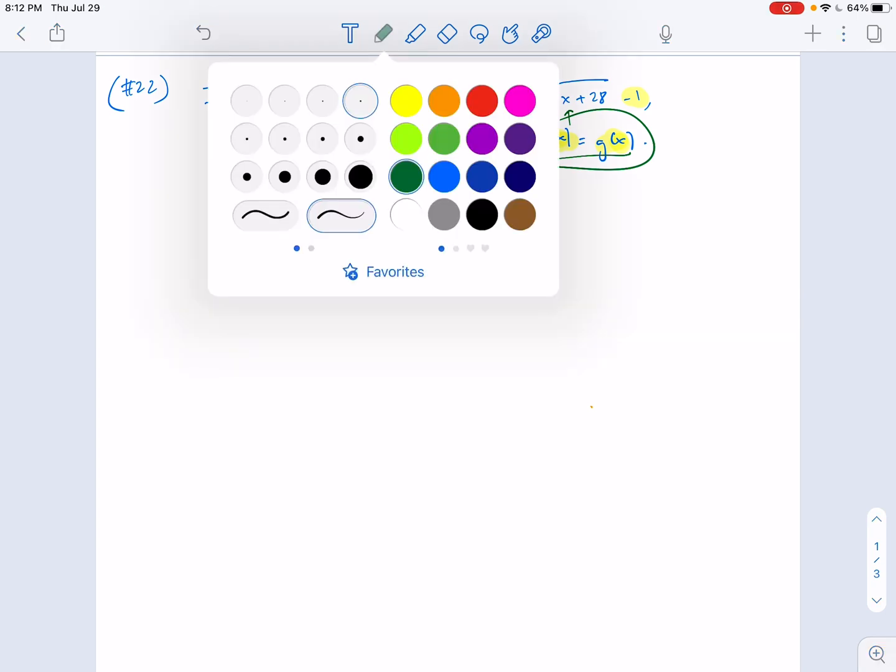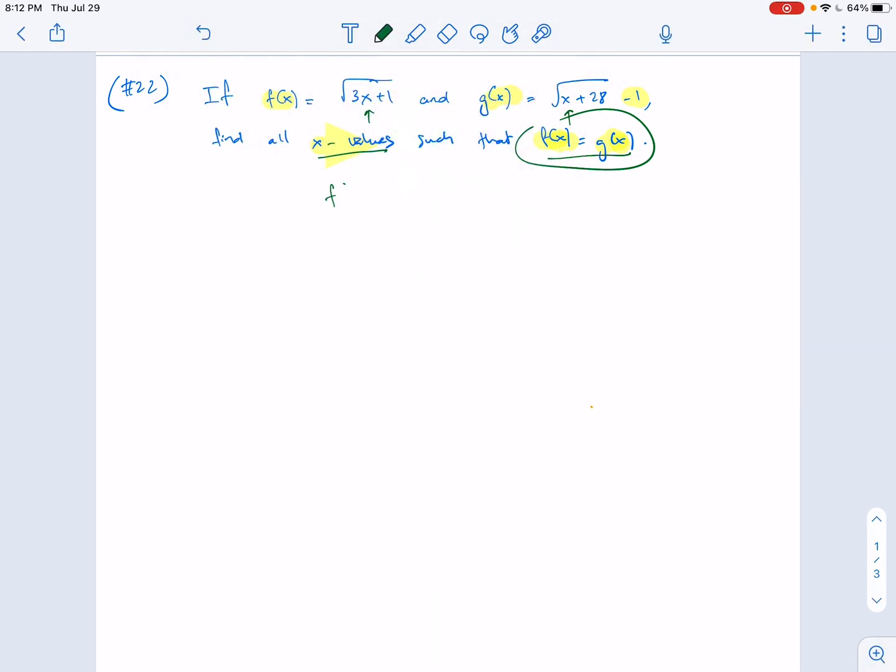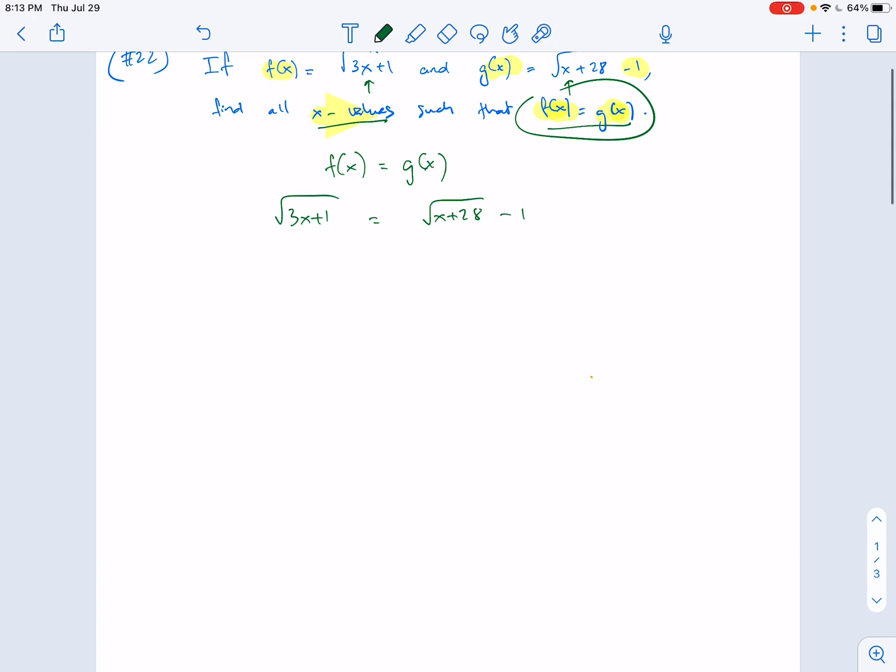So to solve the problem, let's start with what f of x is and what g of x is, and then set them equal to each other. So f of x is 3x plus 1, g of x is square root of x plus 28, minus 1. So this is from chapter 7, solving radical equations.